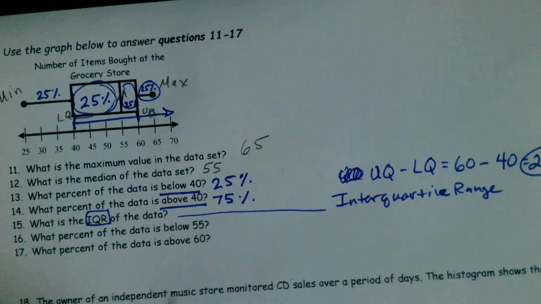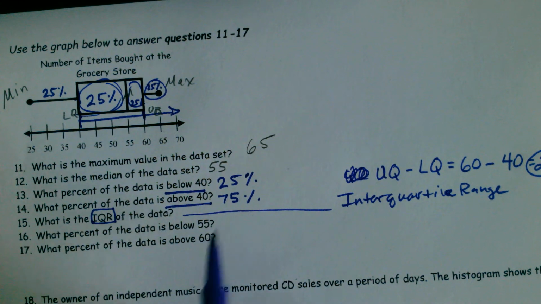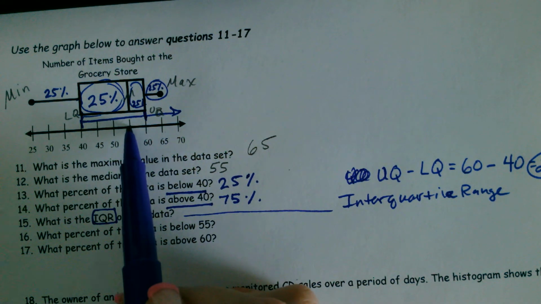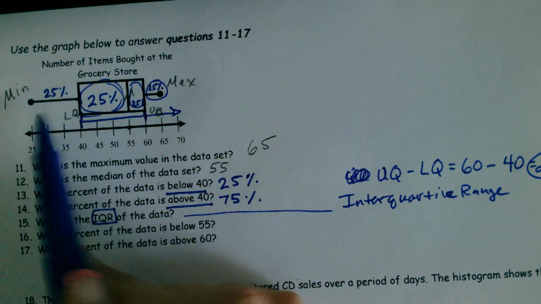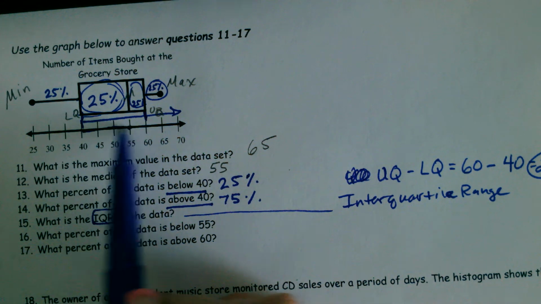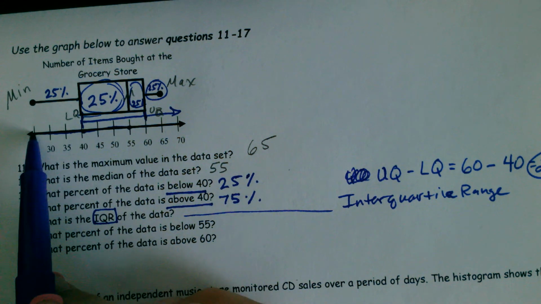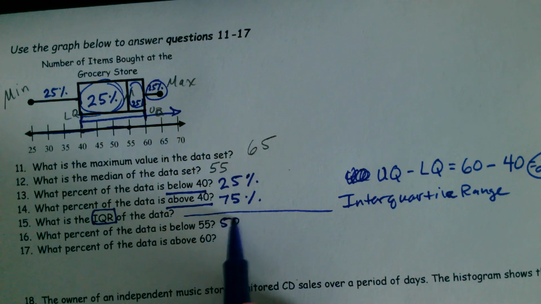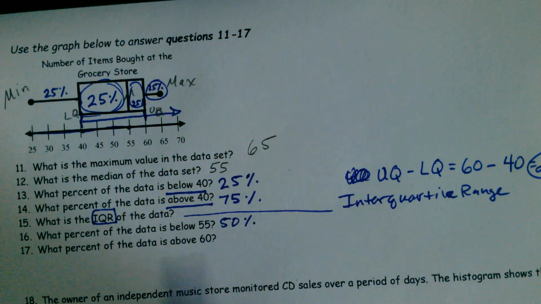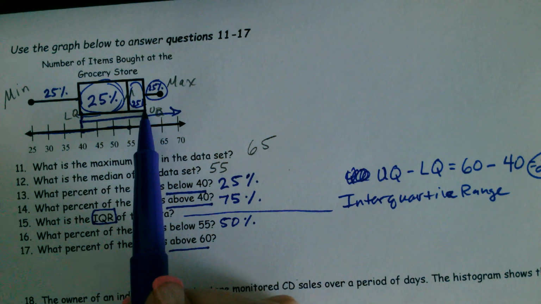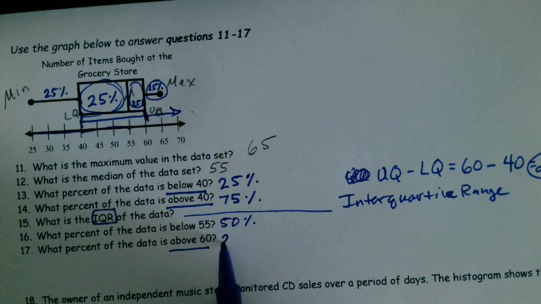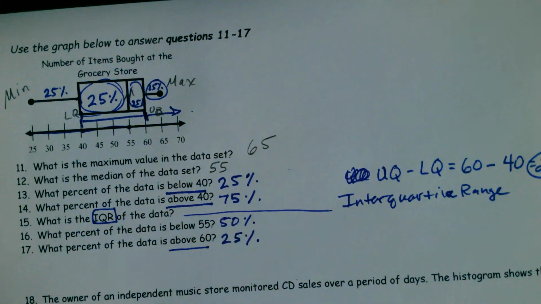Okay. What percent of the data is below 55? Go to 55, which is here, and ask what percent of the data is below that. Well, we've got 25% of the data here, and then 25% more, so that makes 50% of the data. What percent of the data is above 60? We want to go 60 and above. That means we're just going from here to the max. So that's 25% of the data.